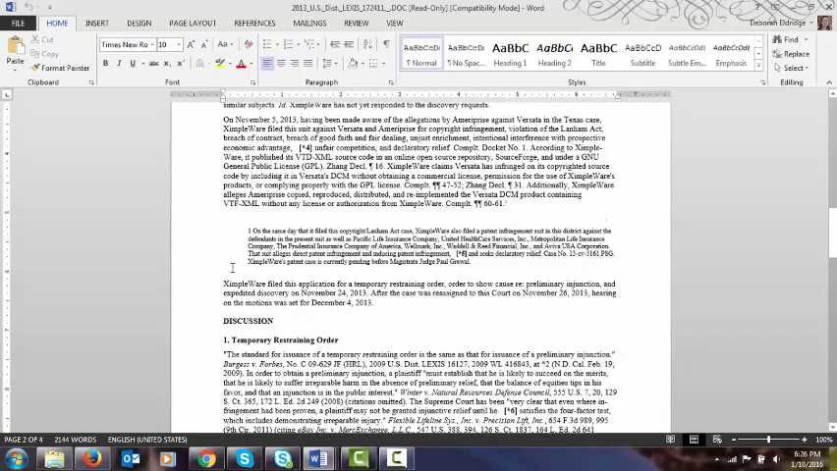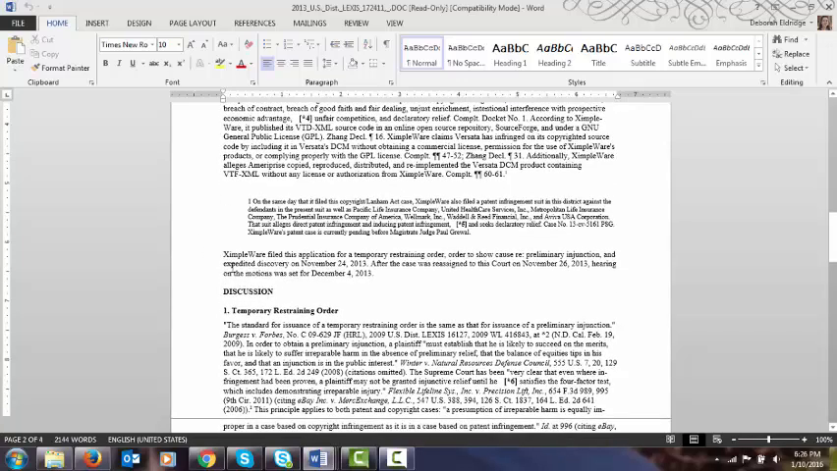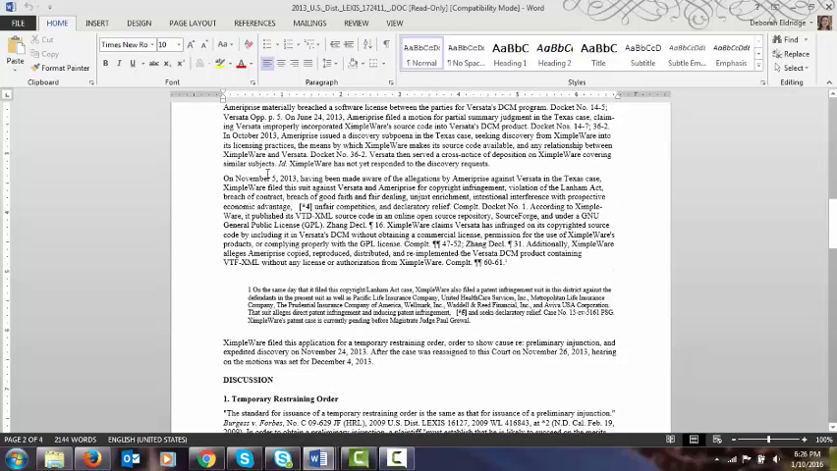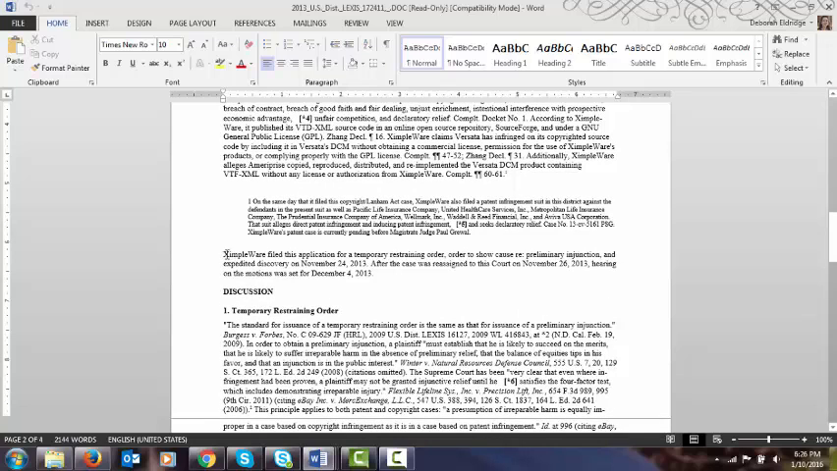So now what we're looking for is, we've got the background here, so we know these are the facts of the case pretty much, right? But now we need to go down, we need to say, okay, but what's the issue? What was the question or questions that the court had to decide?